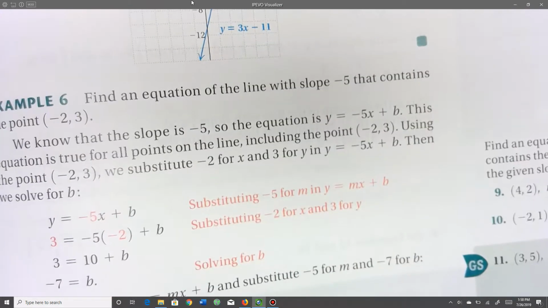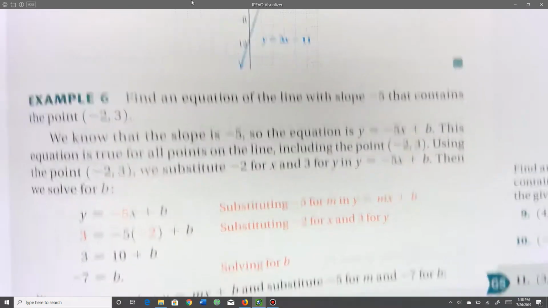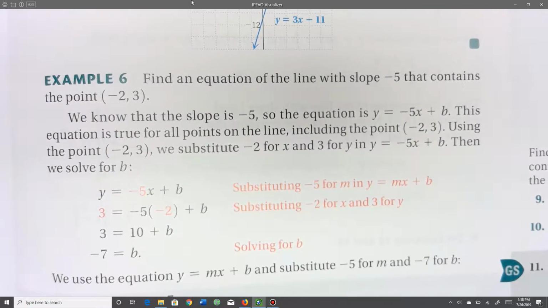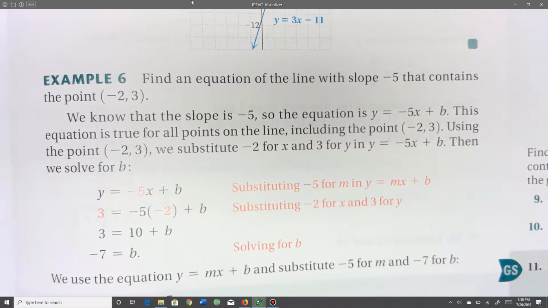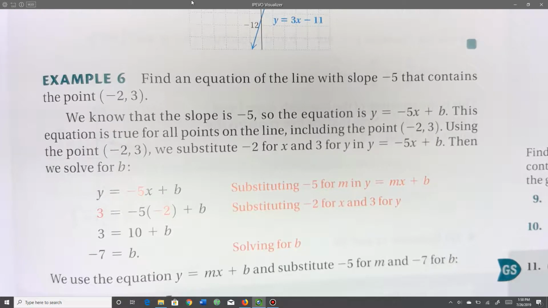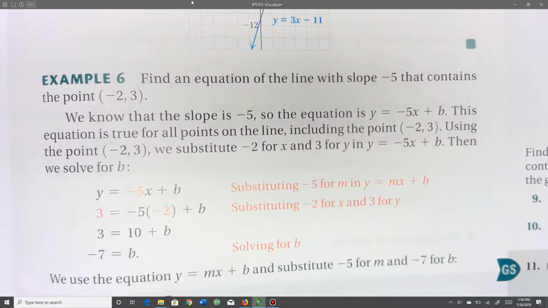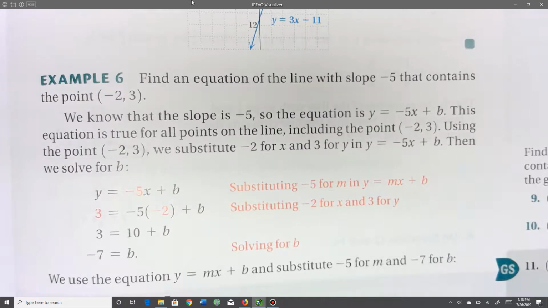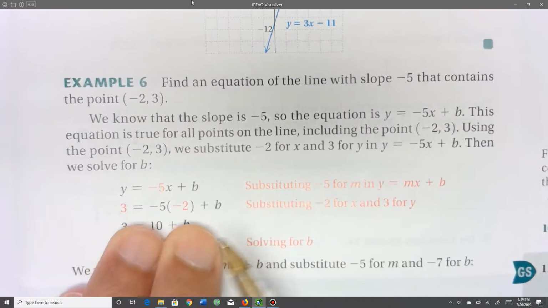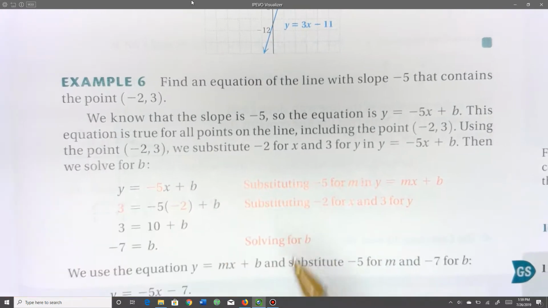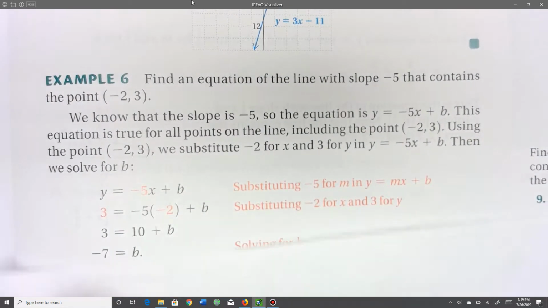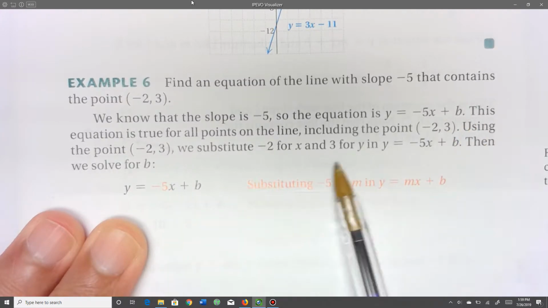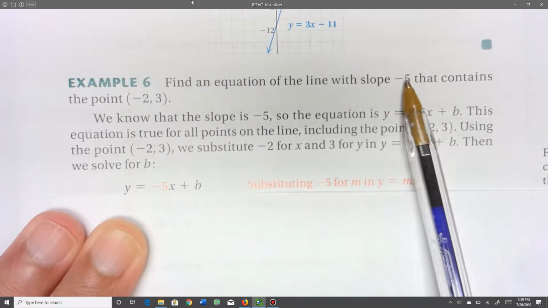Work out example 6. Find the equation of a line with slope -5 that contains the point (-2, 3). Okay, so the same principle applies here. Go ahead and set up your equation and plug in all the information they gave you there.